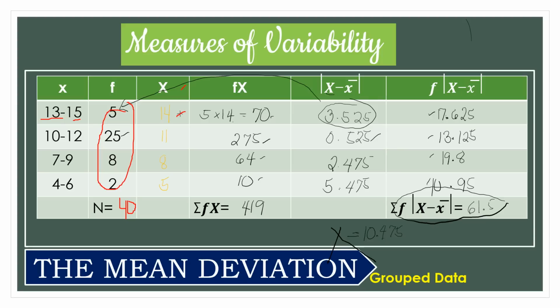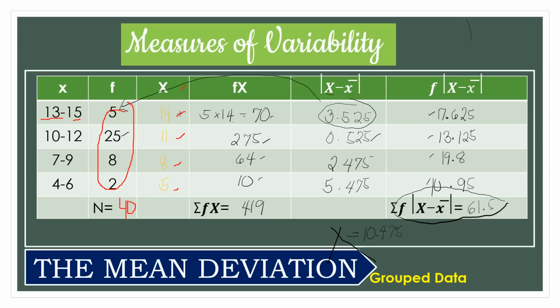or simply determine the number between 13 and 15, and that is 14. Between 10 and 12 is 11. That's why the class mark for this interval is 11. For 7 and 9, the class mark is 8. And then 4 to 6, the class mark is 5.